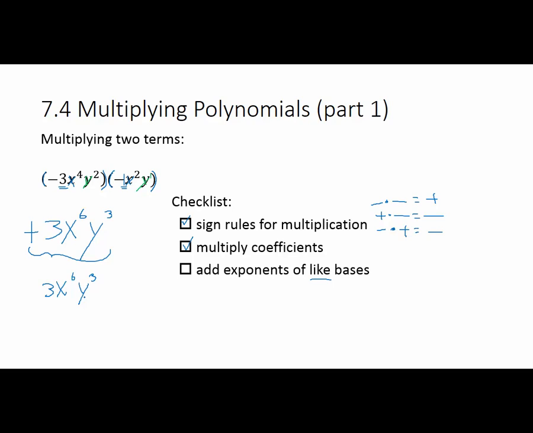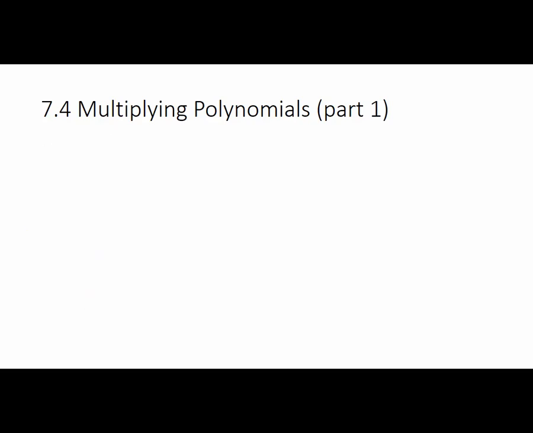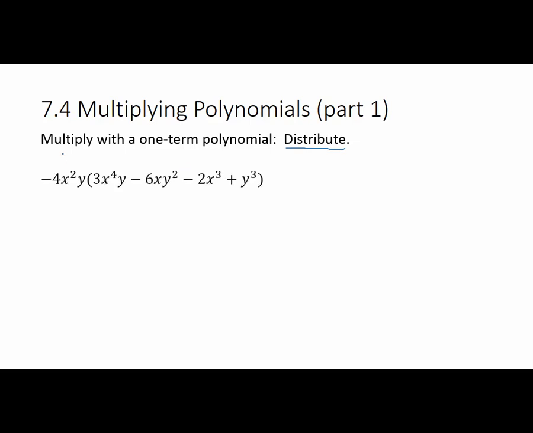Alright, let's take a look at what happens when I multiply a one-term polynomial by another polynomial with maybe more than one term. What am I going to do? I'm going to distribute. So here's an example. I have one term right here multiplied by this set of parentheses, which has a lot of terms in it. In fact, the terms are separated by plus and minus signs. That's what makes it a distinct term.